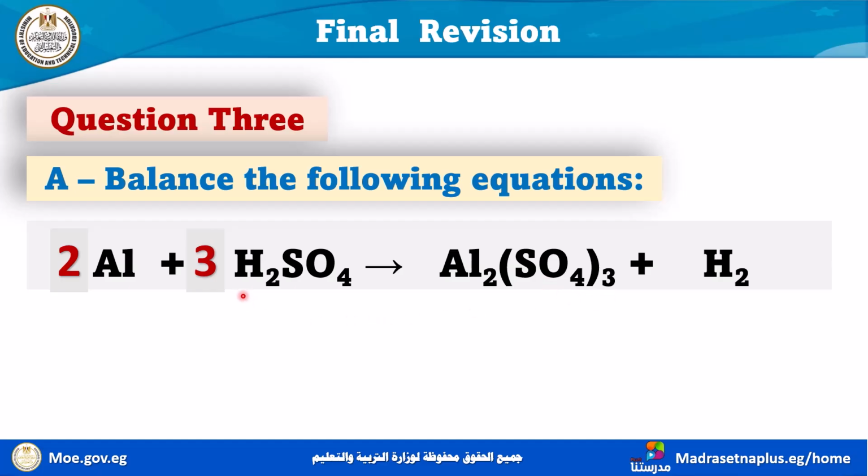Let's return to hydrogen. Now the hydrogen atoms became 6 hydrogen atoms. So we will go to the hydrogen molecule that evolves at the end of the reaction, and right before the hydrogen molecule we write 3. So now we have 6 hydrogen atoms in the products and 6 hydrogen atoms in the reactants. So our equation is balanced now.